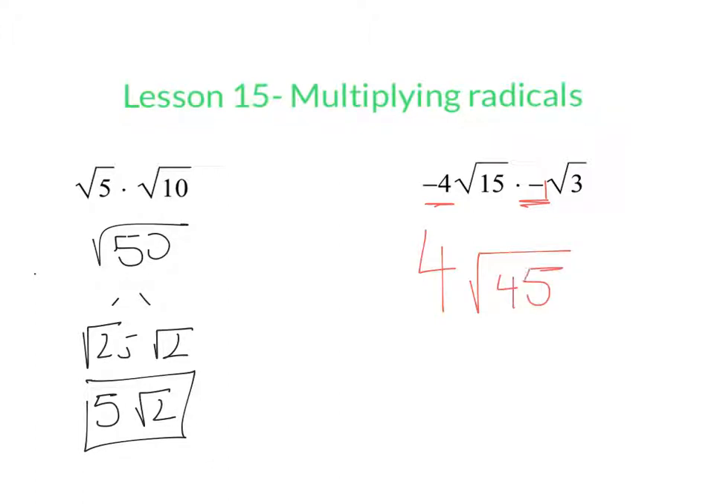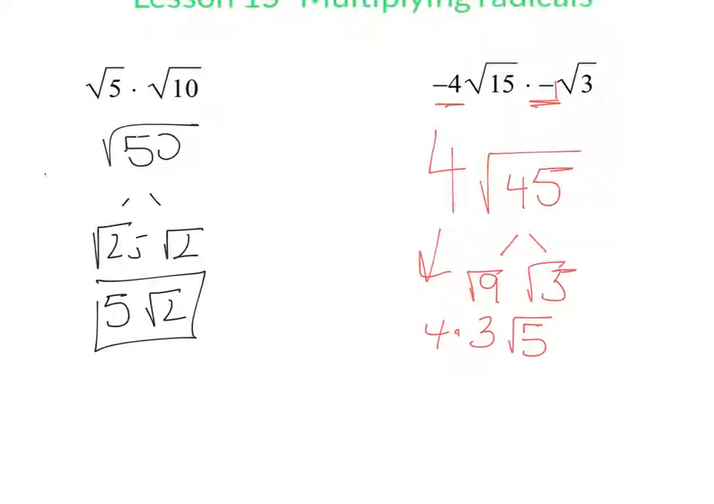So now I got to think, can I reduce the square root of 45? And I can, because inside of 45 is 9 and 5, 9 being the perfect piece. So the square root of 9 is 3, and the square root of 5 will just stay the same because it's not perfect. I will bring down this 4 and multiply the 4 times the 3, which gives me a final answer of 12 radical 5.